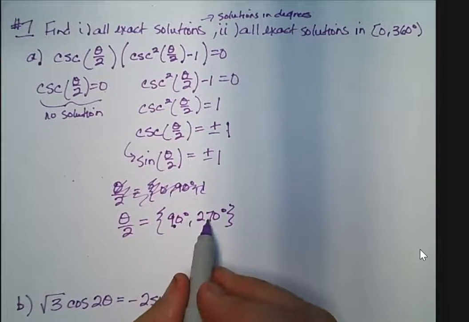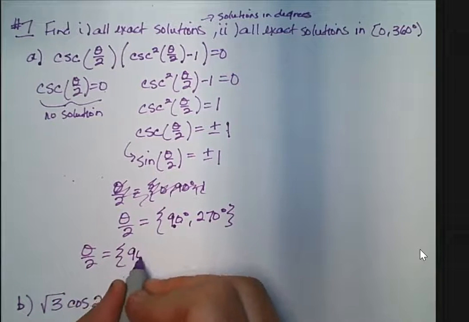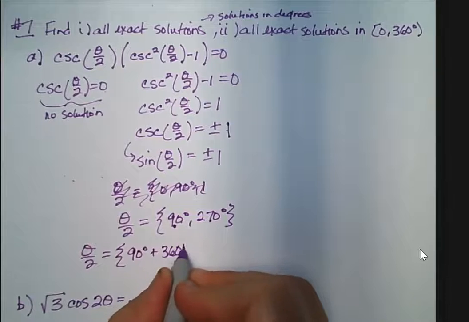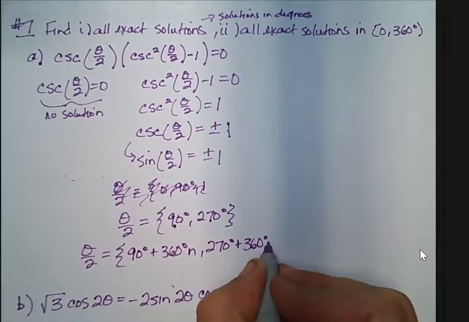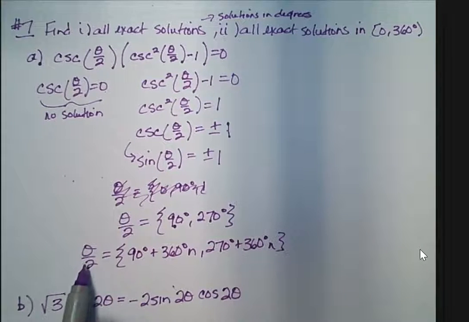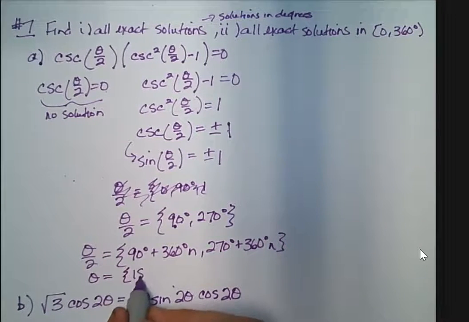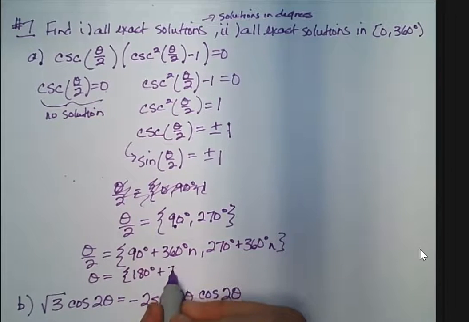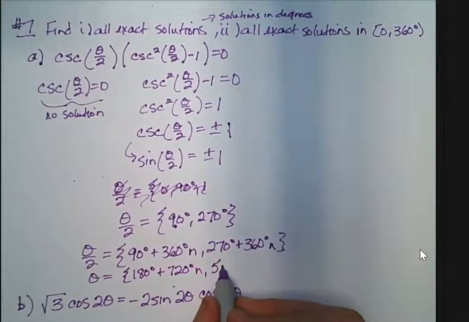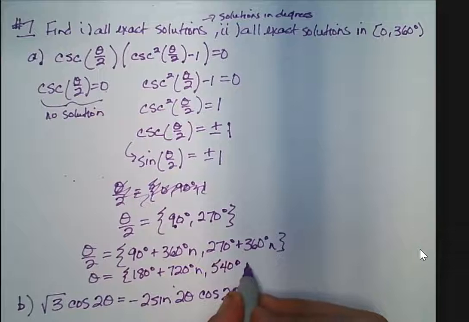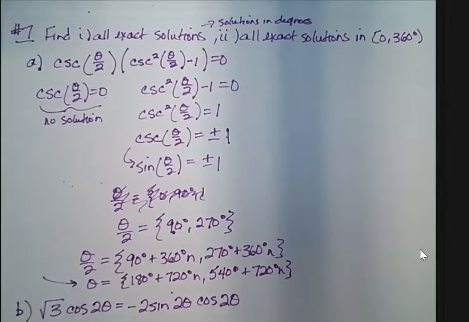Now we want to write this with all the solutions, putting in the coterminal angles. This would be 90 degrees plus 360 degrees n, and 270 degrees plus 360 degrees n. Now what we're going to do to solve for theta is multiply everything by 2. That's going to give us 180 degrees here, and it's going to turn this into 720 degrees n. 270 times 2 is 540 degrees. We'd have that plus 720 degrees n. So this is all of our exact solutions for theta.